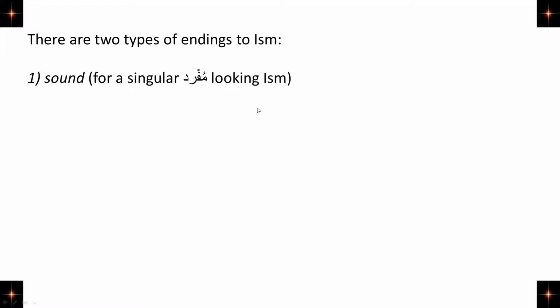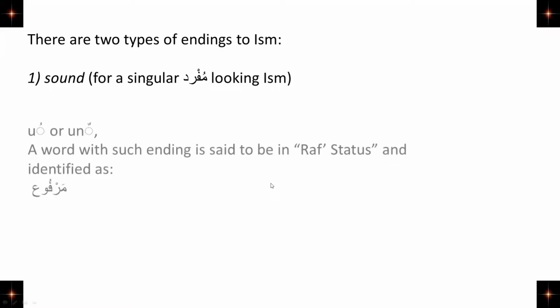So we say kutubun, kutuban, kutubin. Or rijalun, rijalin, and rijalan. Okay? That is ending sound. So ending sounds apply to singular looking isms. Or if you want to be specific, they apply to singulars and non-human broken plurals, right? That is actually what we are trying to say here.